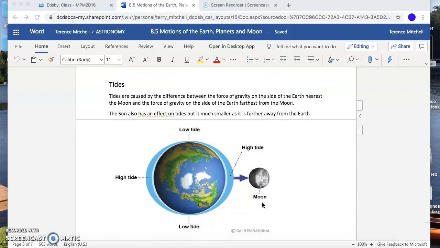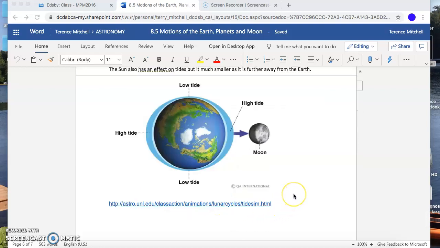Tides are caused by the difference between the force of gravity on the side of the Earth nearest the moon and the force of gravity on the other side. So basically, it's the moon that causes the tide. The moon's gravitational pull does pull the ocean water toward it, and because of that, the side of the Earth facing the moon and the opposite side of the Earth get a high tide where water levels are higher, and in these lateral areas here, you get a lower tide.